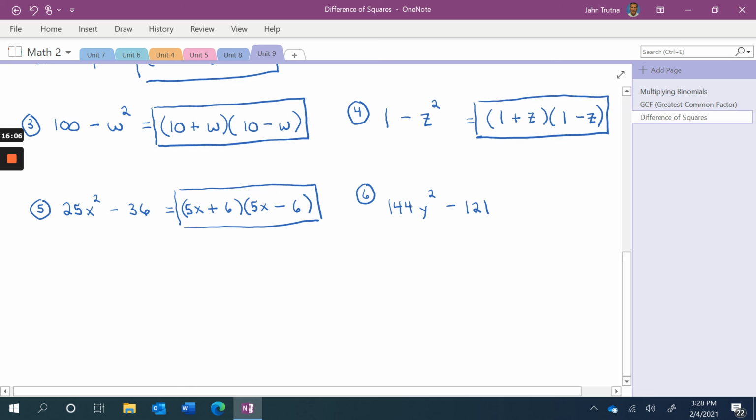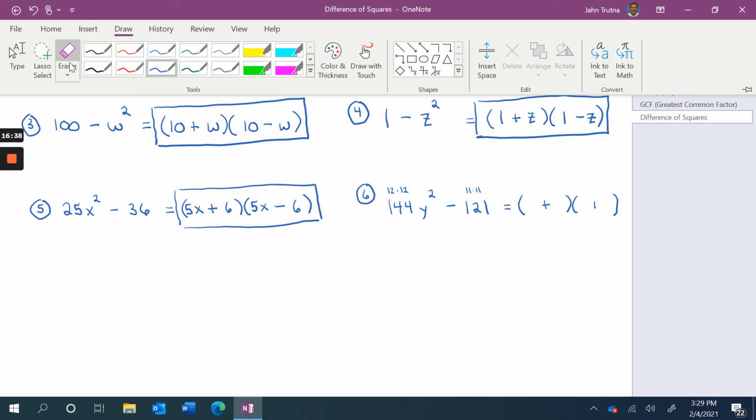Is 144 a perfect square number? The answer is yes. 12 times 12, 144. How about 121? Is that a perfect square number? Yes. 11 times 11 is 121. So I follow the rule to factor a difference of two squares. Draw two quantities. One quantity is going to have an addition. The other quantity is going to have a subtraction symbol in it.